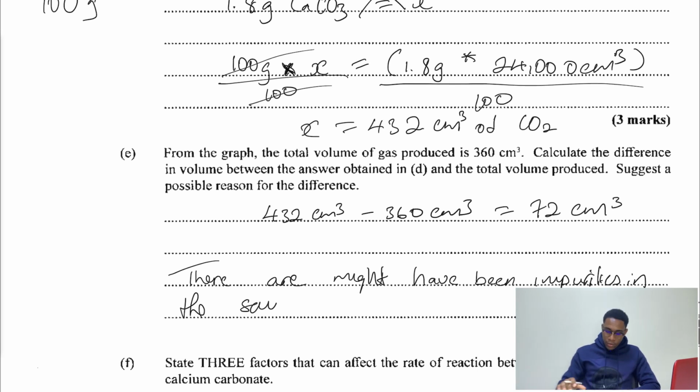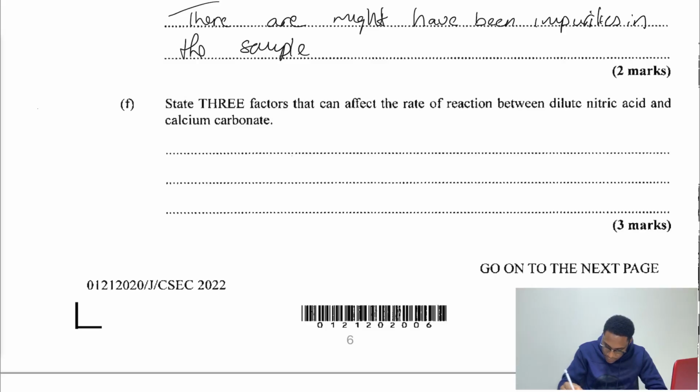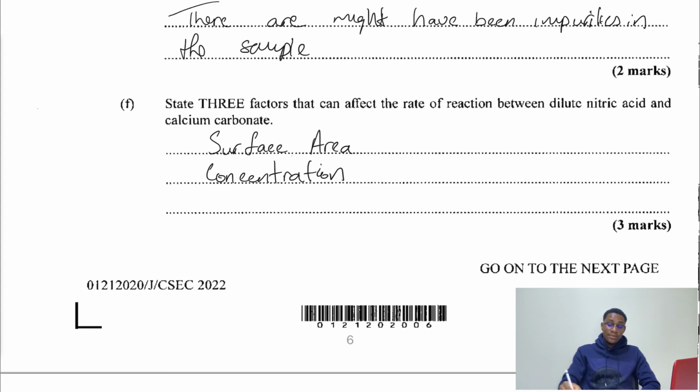All right. Now, question F. What are the three factors that can affect the rate of reaction between dilute nitric acid and calcium carbonate? Now, when we're thinking about the factors, always remember that these factors help to increase the likelihood of a collision for a reaction to take place. And these are surface area, concentration, and the last thing we have here is temperature. All right. Moving along.